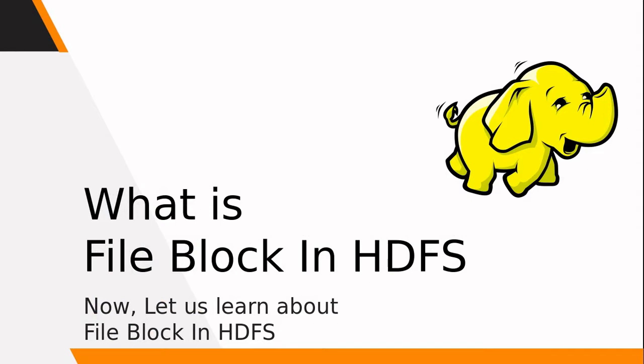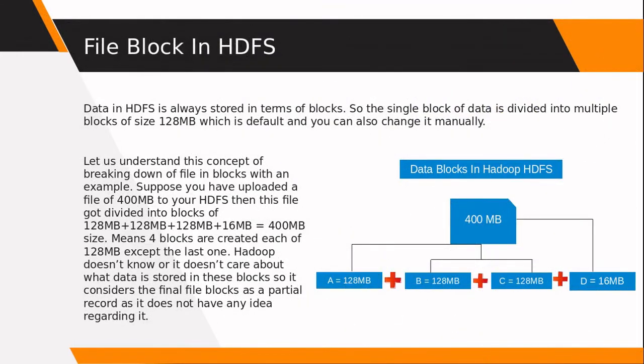Now let us learn about file block in HDFS. Data in HDFS is always stored in terms of blocks, so the single block of data is divided into multiple blocks of size 128 MB, which is default, and you can also change it manually.